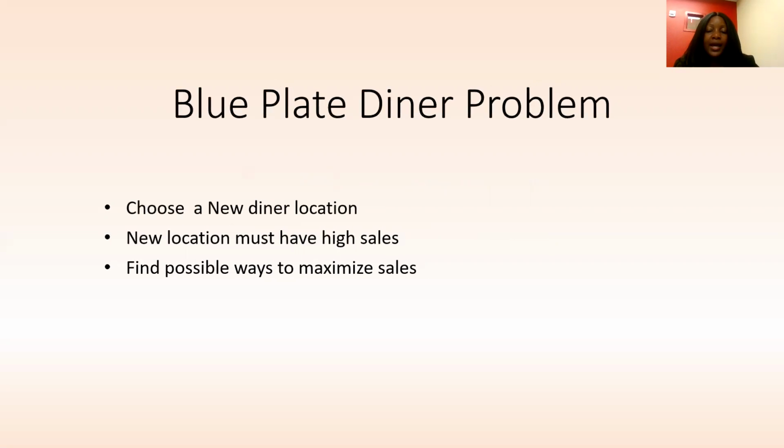So Blue Plate Diner has identified 5 potential locations, which are Houston, Pearland, Corpus Christi, Spring, and Plano. These new diner locations have to have high sales, and they also must maximize sales. And this increase in sales has the potential of growing the company.